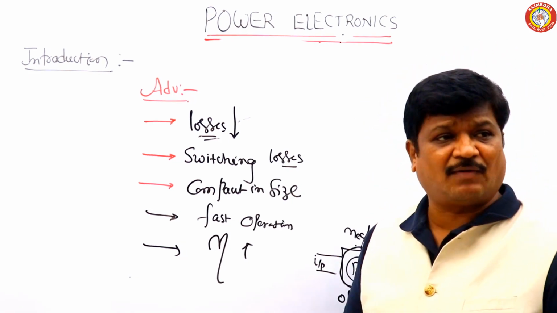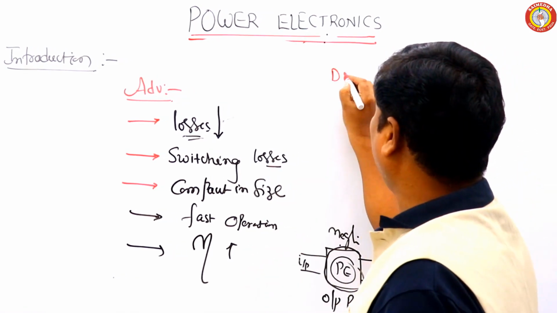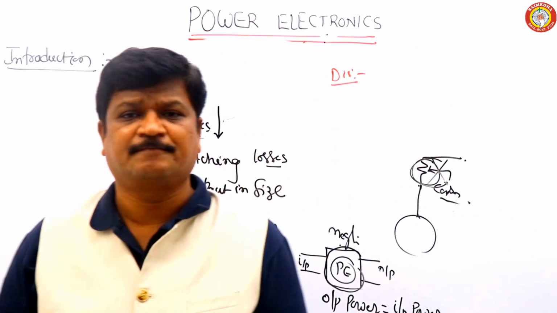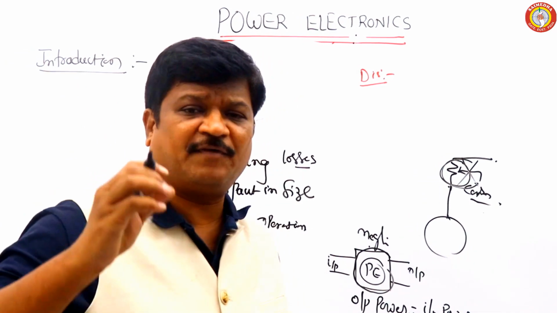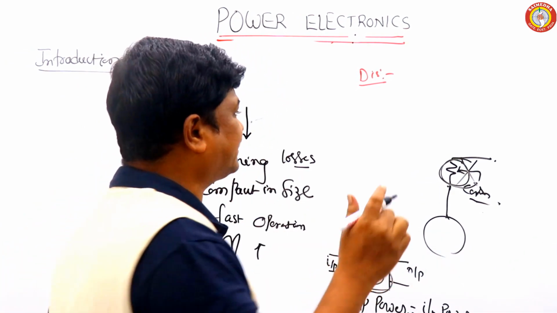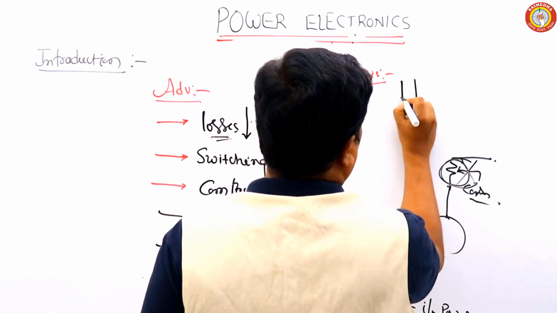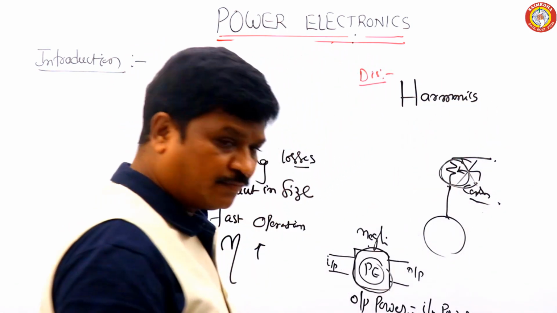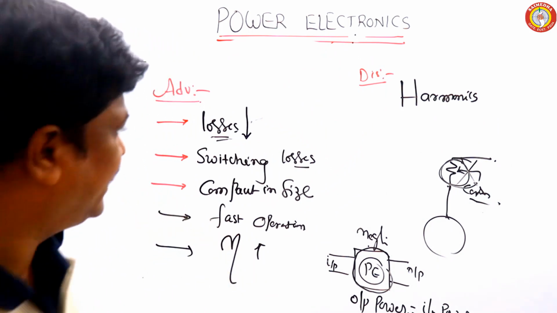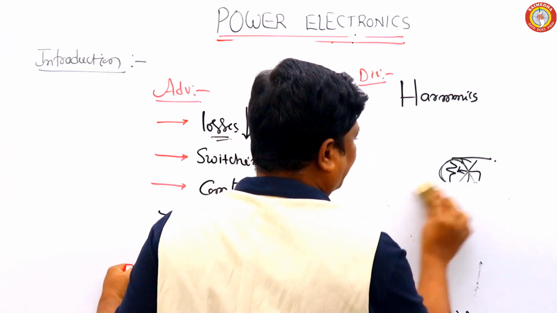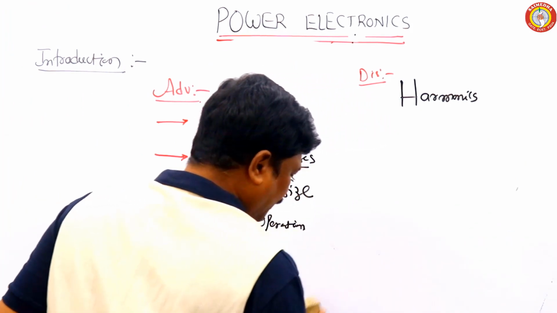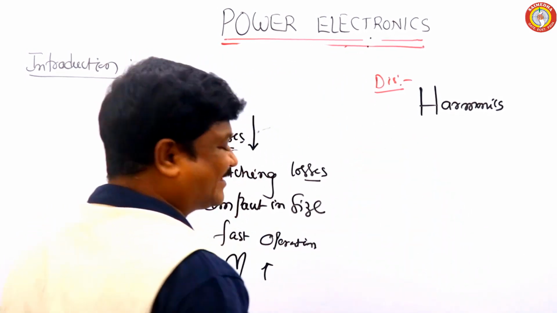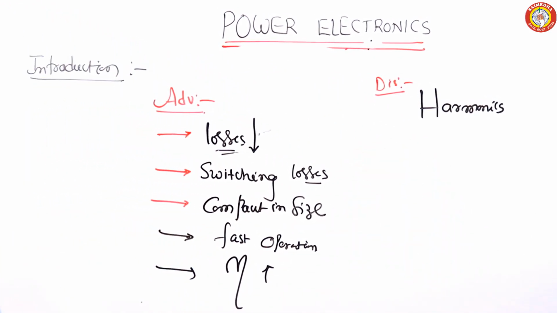But what are the disadvantages of this one? What is the disadvantage of power electronics? What are the disadvantages? The first and main disadvantage of the system is harmonics. Harmonics. So the main drawback of power electronic devices is harmonics. Sir, what are harmonics, sir? What is the harmonics problem? What are the problems due to harmonics? Harmonics, I told you, what are the problems?